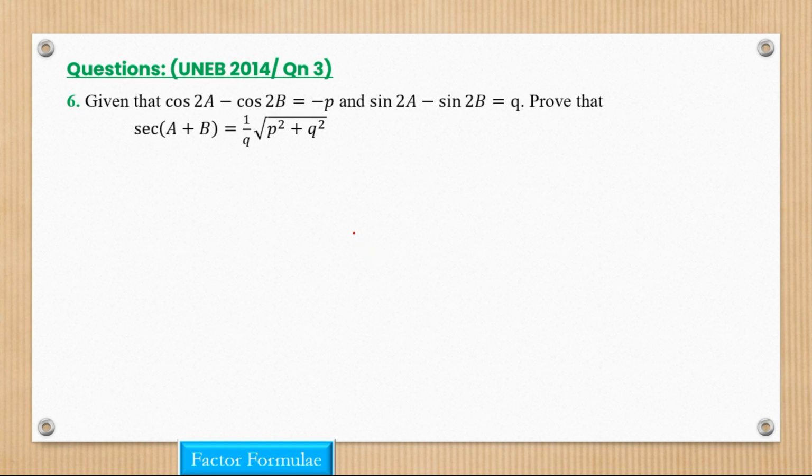Alright, so the first step we're going to take to prove this is to first simplify these equations. So we have this being equal to negative p and this being equal to q, but they're actually complex.